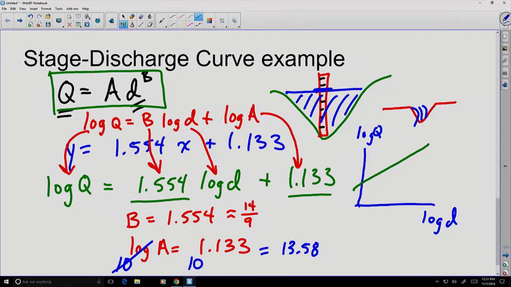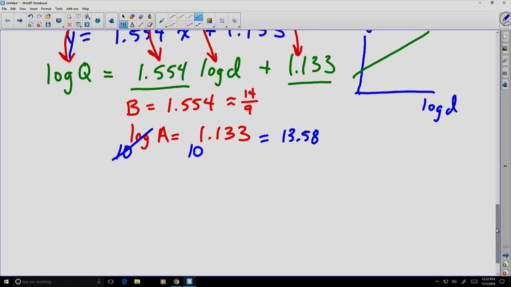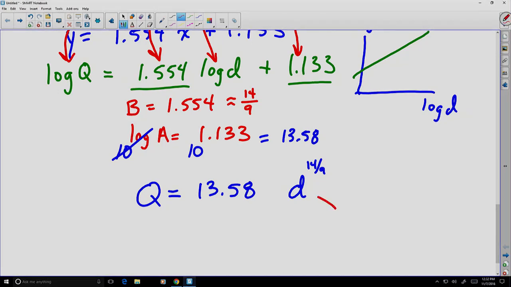Well, those units are going to be a little bit strange here because those units, to some degree, depend upon the discharge units that we have here. But let's go ahead and plug those into our original equation because we now have A and B. I have a relationship that says Q is equal to 13.58, units not quite established yet, times D to the 14 over 9. And in this case, we have to go back and recognize what our D and our Q were in the first place. Our D was measured in feet, and our Q was measured in feet cubed per second. So we could find some sort of units here for this value.